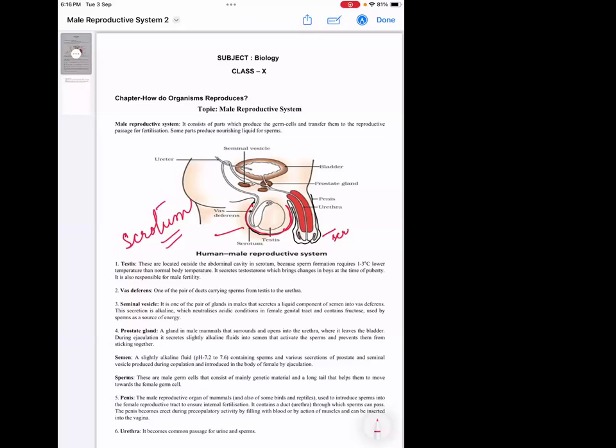Then connecting inside the penis, you can see a tube-like structure. This is called the urethra. Basically, the urethra helps to carry the urine. But in the males, they also carry one more thing: the sperms. Am I clear, children? In the males, there are two functions of the urethra. One is to carry the urine, and one is to carry the sperms. Am I audible, children?